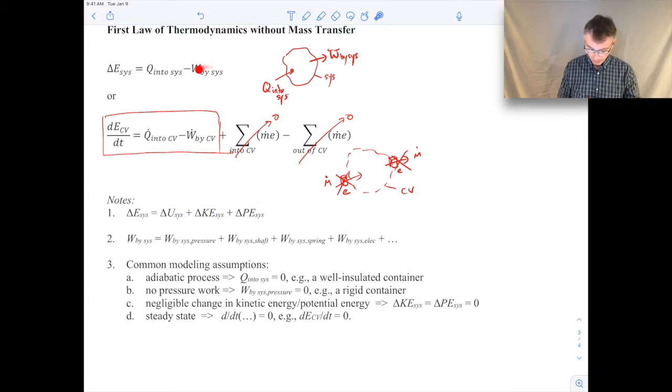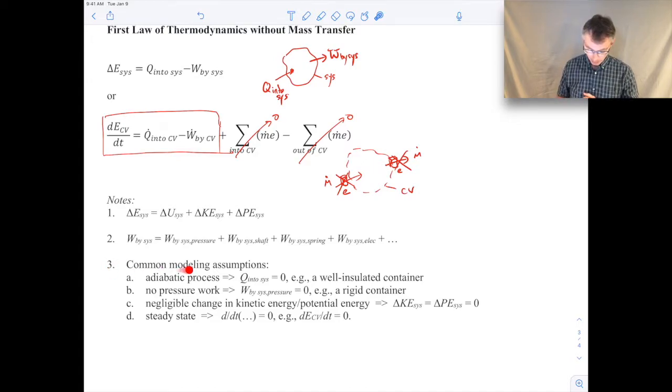The work done by the system, we've talked about this in a prior lecture, that can include things like pressure work or PdV work or moving boundary work, whatever you want to call it. It can also include shaft work, spring work, electrical work. Maybe there's some other kinds of work we haven't talked about, but remember, it can be comprised of different types of work.